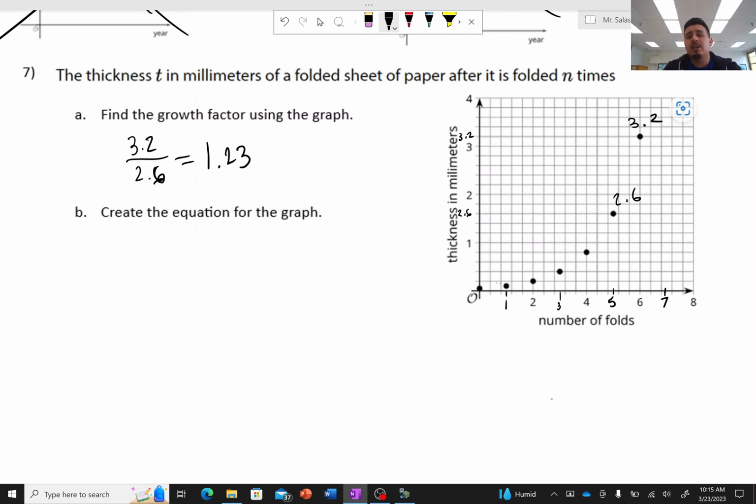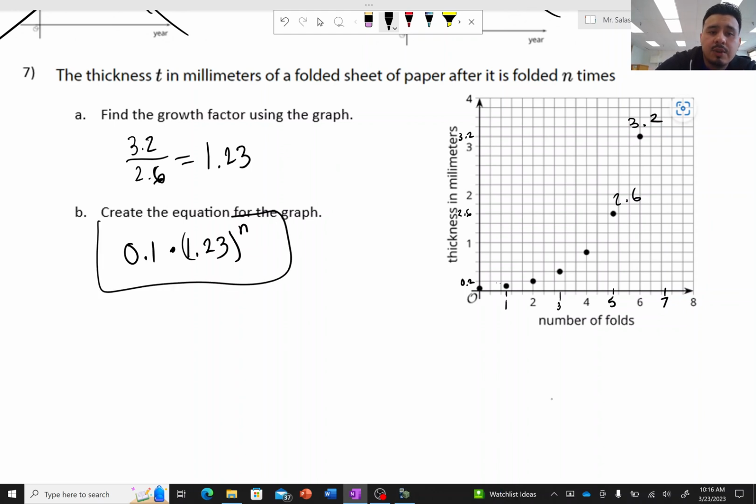So now, do we know the amount of thickness that we started with? Well, based off our graph, this right here, this is 0.2. But the dot is below 0.2. So we can even say it's at 0.1. We'll say it's 0.1. Because the dot is between 0 and 0.2. So our initial value is at 0.1 times 1.23 to the power of n. Why n? Well, because we need to know the number of folds. And here is the equation for the graph.